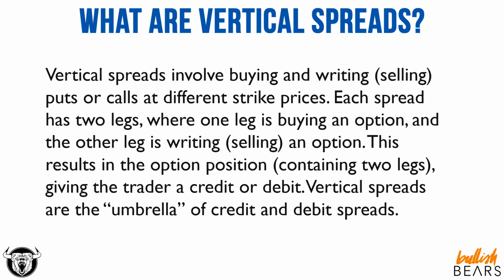Each spread has two legs, whereas one leg is a buying of an option and the other leg is the selling or the writing of an option. This results in an option position which contains two legs. So the trader is either receiving a credit or a debit.